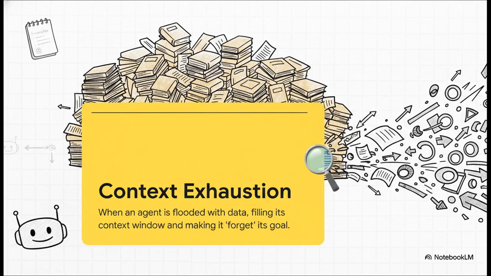Think of it this way. Imagine your AI's short-term memory is like a tiny little notepad. Now, imagine that every single time it takes an action, like clicking a button, someone drops a full encyclopedia on top of that notepad. That original to-do list, it's going to get buried fast. And that is exactly what's happening to our AI agents.